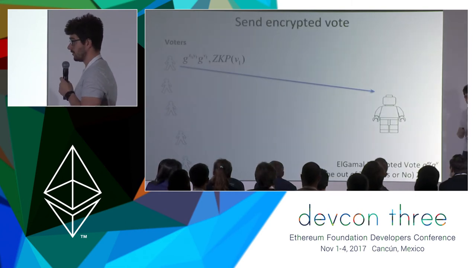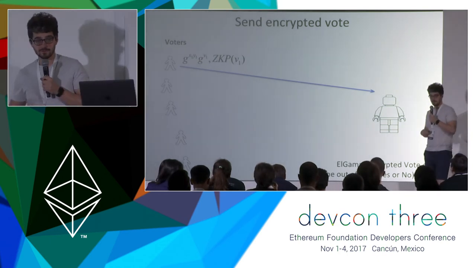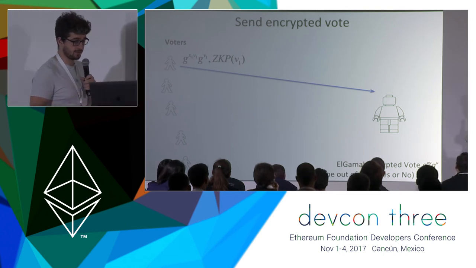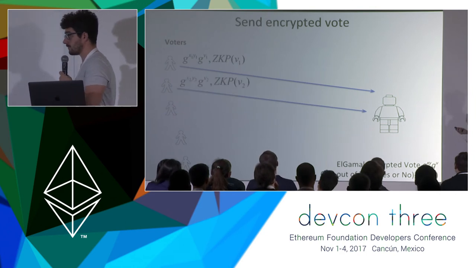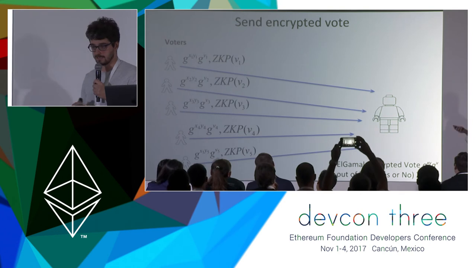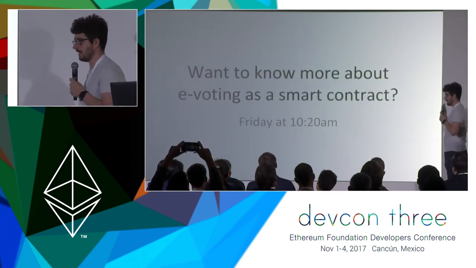So now we can build a contract where each voter will do an ElGamal encrypted vote, and they'll send that to the contract alongside a 1 out of 2 zero-knowledge proof that this vote is either yes or no. The contract will accept it and store the encrypted vote. And every single voter will do this. Then at the end of the election, we can add the votes together and it will leak the tally.